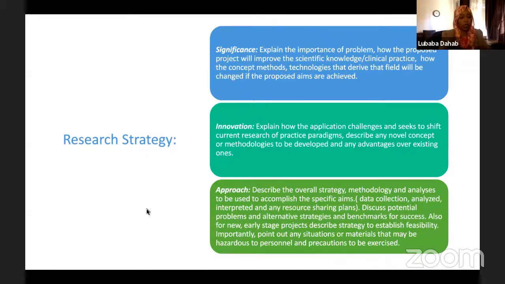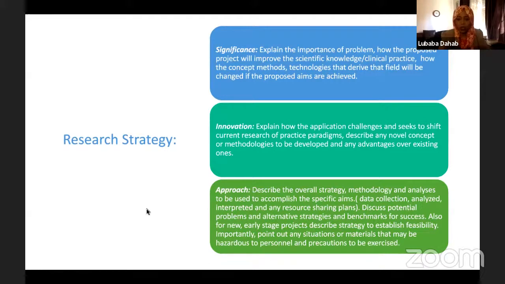This section needs to be detailed. The methodology and the analysis to be used to accomplish the specific aims. You're going to speak about each specific aim extensively with details, how you're going to approach it and how you're going to achieve it. Whether it's data collection, how you're going to collect that data, how you're going to interpret the data, and what the resources are that you're using.